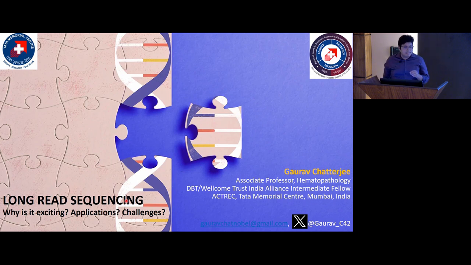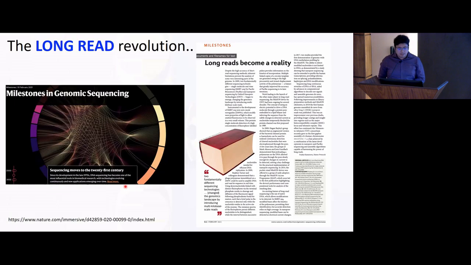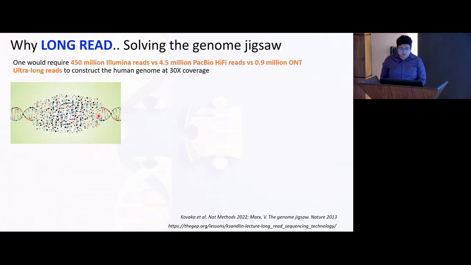This will be slightly different from what we have been listening to so far today, which is more practical. This is going to be a little bit of chemistry, a little bit of applications, and hopefully some of how the future is going to be shaped. So this was, I think, published 3 years ago in Nature, the milestones of genomic sequencing in the 20th century, and one of them was long-read sequencing. I encourage you all to go through this. This is a very nice historical summary of the milestones that were achieved in genetic sequencing in the 20th century.